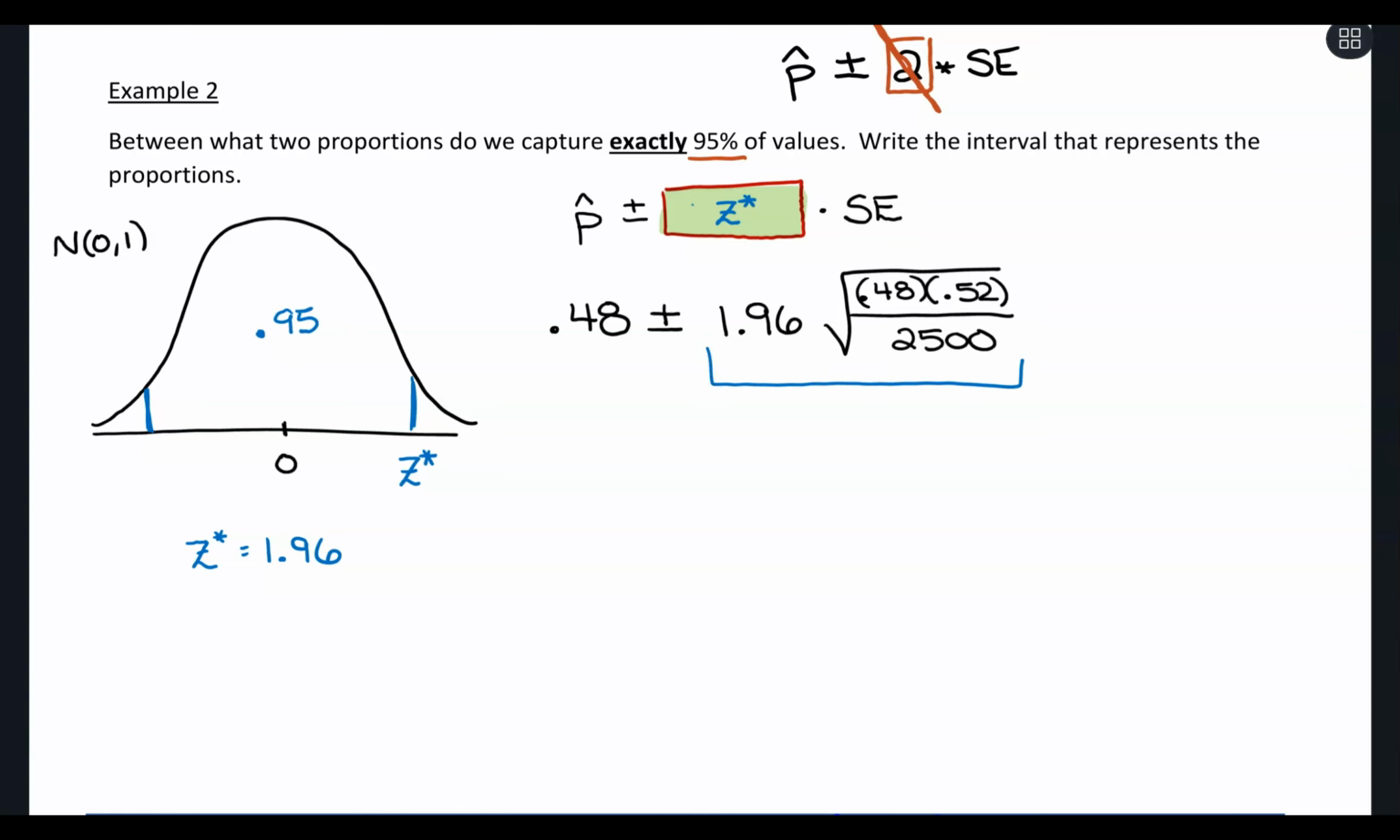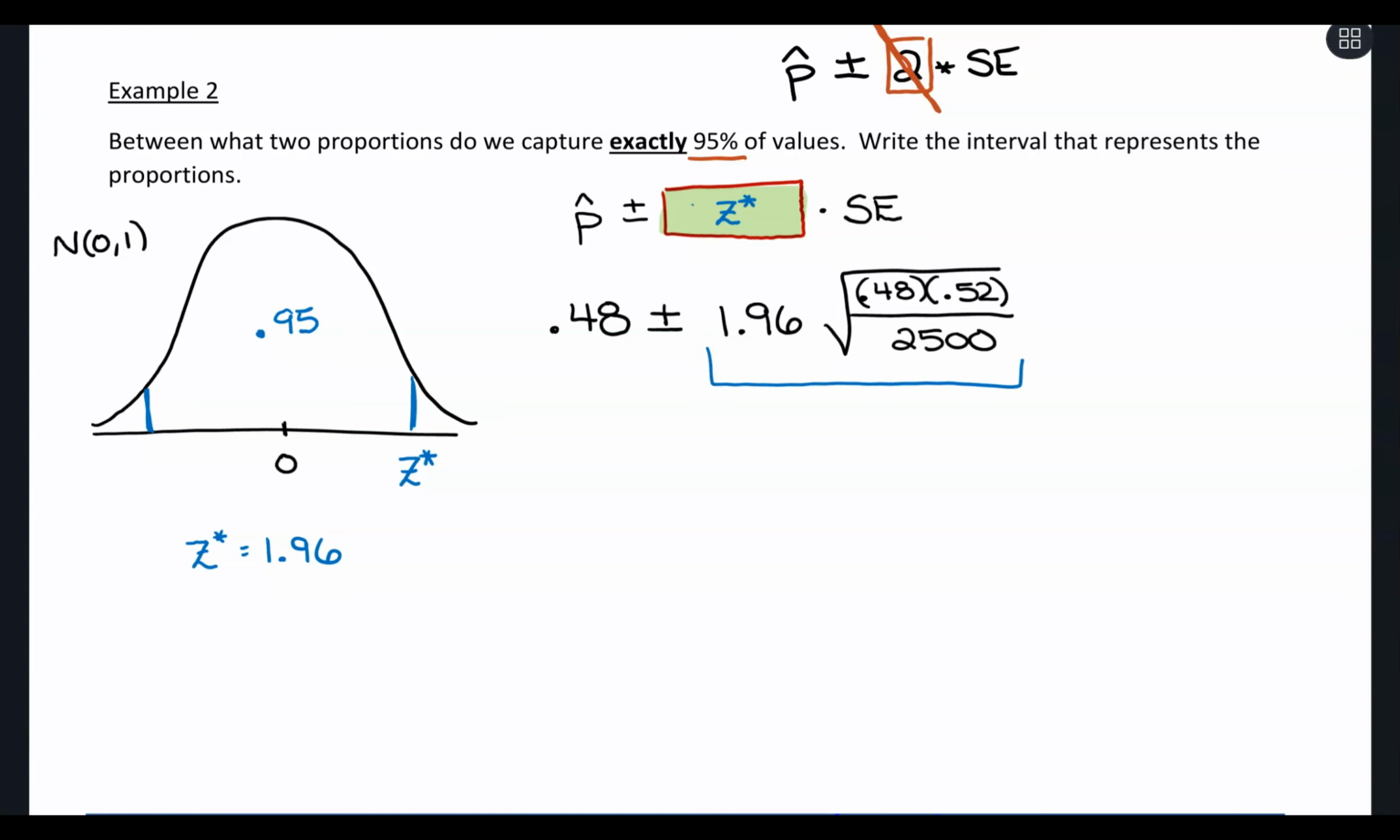So what I do for my next step is I keep 0.48, the plus or minus, and then I plug that into a calculator. This is where I like to use the Desmos scientific calculator. To see that value, we'd have a square root, then we need the 1.96 out front, and then 0.48 times 0.52 over 2,500. So we have a margin of error of 0.0196, which is a 1.96% margin of error.